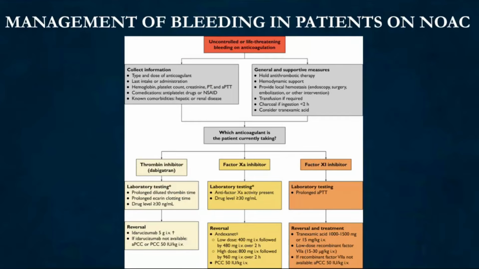If we know the type of anticoagulant the patient has taken, we can next go for laboratory testing. If it is dabigatran, we can check the diluted thrombin time, ecarin clotting time, or the plasma drug concentration, and it can be reversed with idarucizumab 5 gram intravenously. If it is a factor 10A inhibitor, the factor 10A level should be assessed and it should be reversed with andexanet alfa at a dose of 400 mg IV. For factor 11 inhibitors, we should monitor activated PTT, and we can reverse with tranexamic acid.